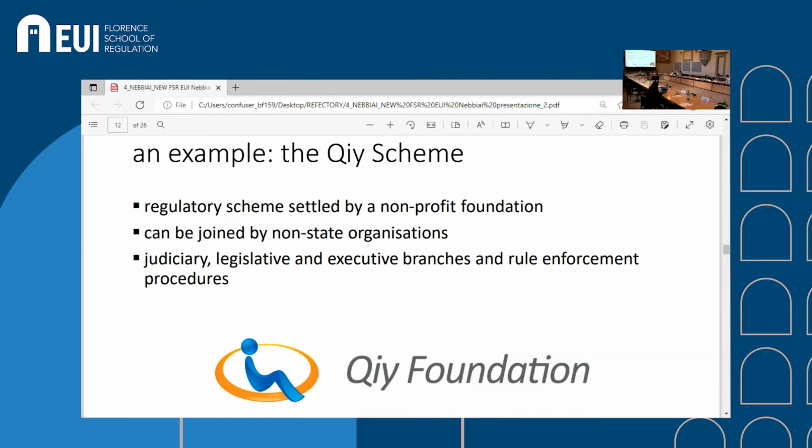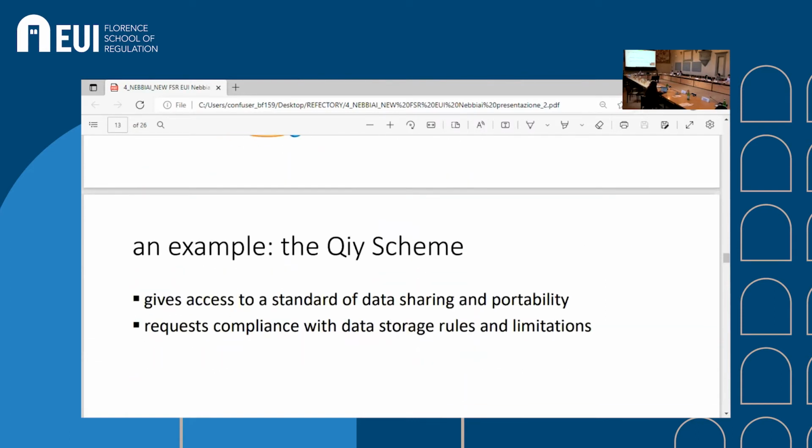And the scheme has also a variety of branches that could be defined as regulatory branches. So there is a judiciary, a legislative, and executive body within this foundation. And there are also law enforcement procedures. Now, what is this scheme about? Well, the members who join the scheme have access to a standard of data sharing and portability. So in a way, we could say that there is an additional regulator when we speak about data portability for a member that joins such a scheme, such a foundation.